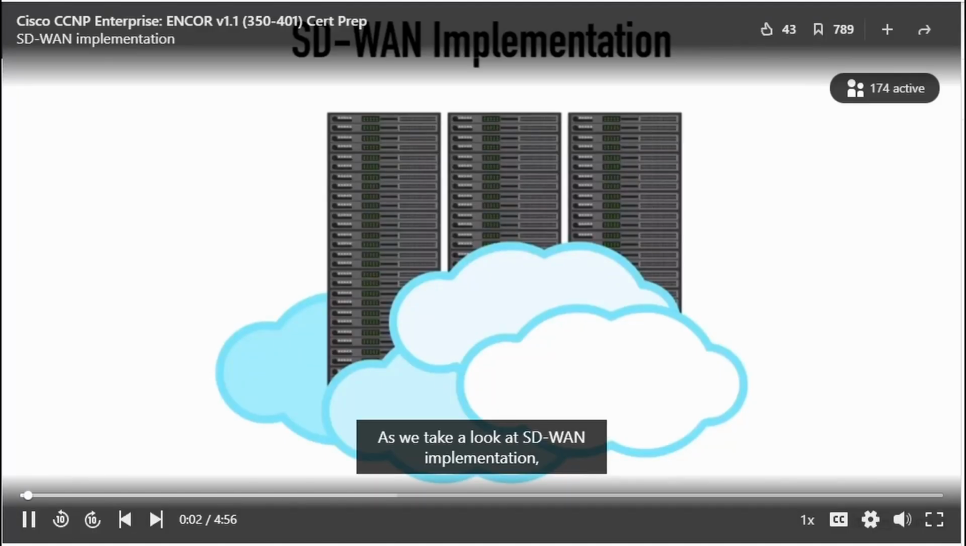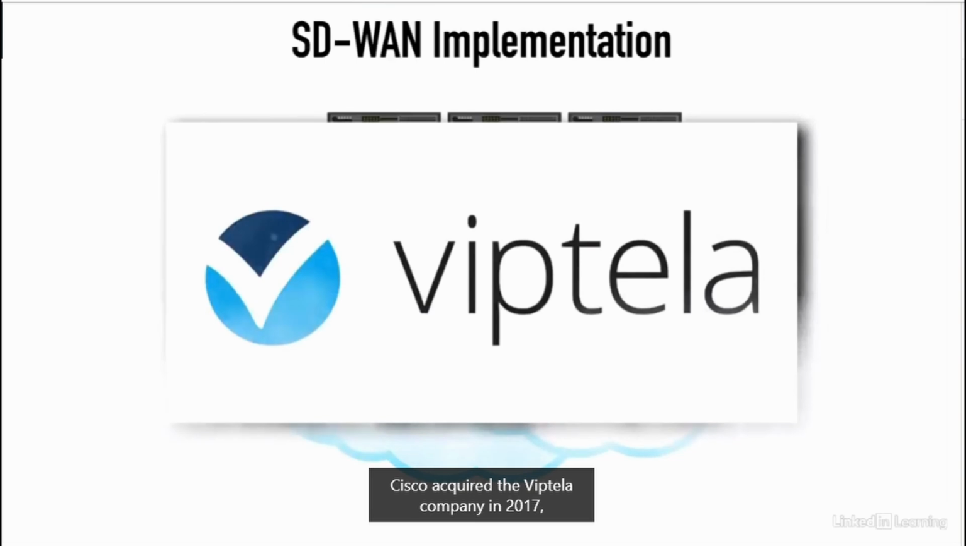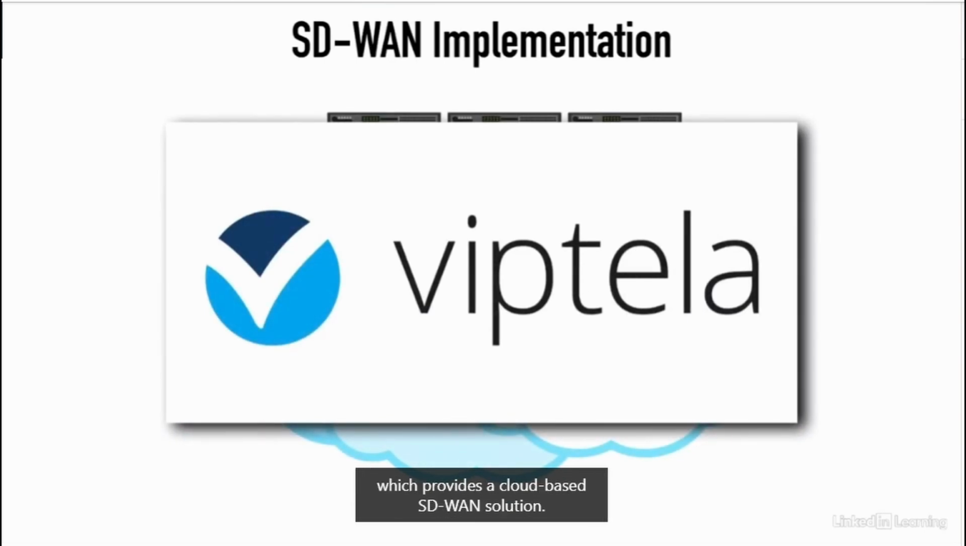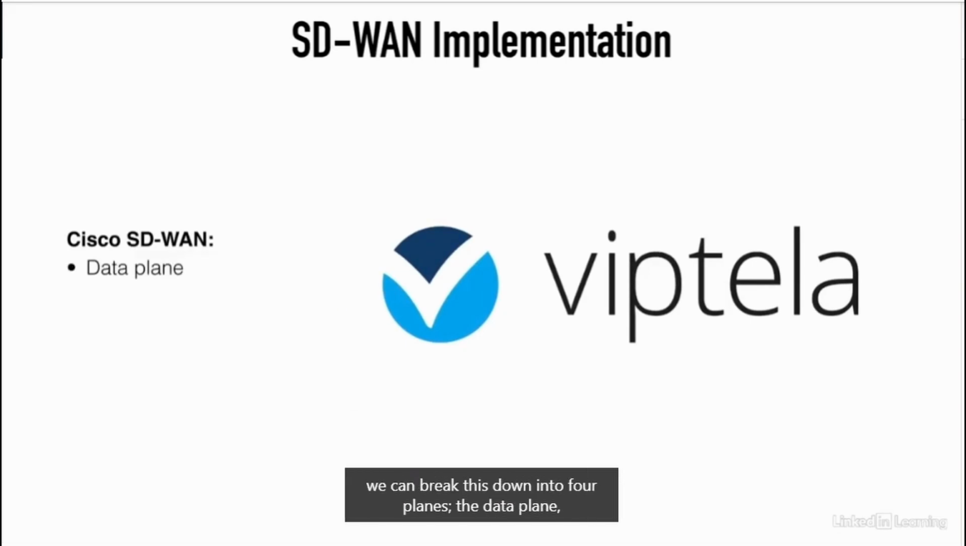As we take a look at SD-WAN implementation, we want to specifically examine the recommended Cisco-based solution. At the time of this recording, that is Cisco's SD-WAN based on Viptela. Cisco acquired the Viptela company in 2017, which provides a cloud-based SD-WAN solution. This is recommended to be used in conjunction with Cisco's DNA Center, and that will allow you to leverage automation and virtualization capabilities.